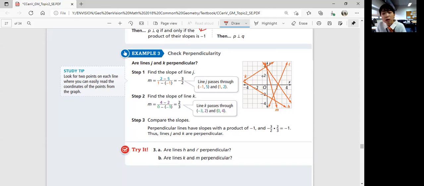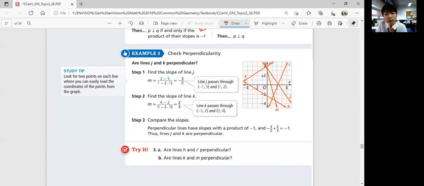All right, so pick 2 points for a line and find the slope for J, and pick another 2 points for K, find the slope for K. The process of finding the slope is the same. You just need to compare the numbers and figure out if it's parallel or perpendicular.